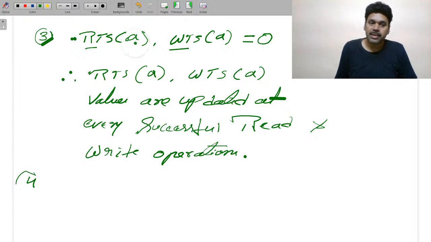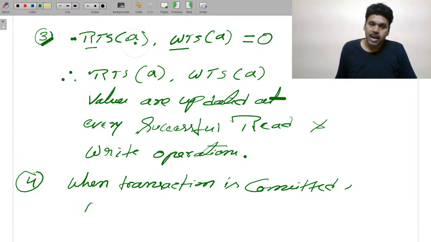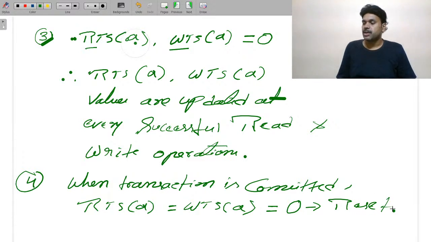Next point is when a transaction is committed. When a transaction is committed, then the timestamp values become 0. RTS of A and WTS of A, and I am talking about one particular object, are reset once again to 0. These are the points we need to learn.